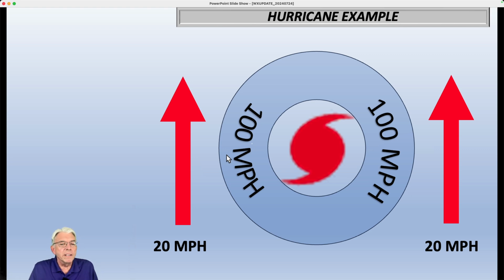So what the Hurricane Center is not telling you in the advisories, and not that they're doing it on purpose or anything, is they're not telling you how much wind the storm is generating. They're giving you the end result, and the end result is a combination of what the storm is generating plus the flow that it's embedded in, and that's what gives you the observed wind, okay? I hope that makes sense.